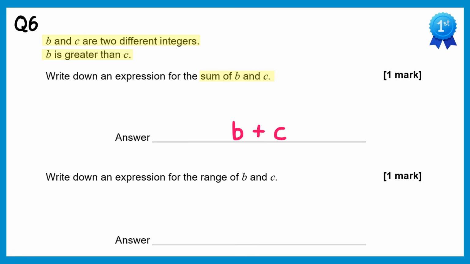For the second part of this question, we need an expression as well, but this time it's for the range of b and c. To find the range, you do the biggest number, take away the smallest number. Now if you remember in the second line of the question, we were told that b is greater than c. So if b is greater than c, b must be the biggest number, and c must be the smallest number. So we just need to do the biggest, which is b, take away the smallest, which is c. So it's b, take away c.